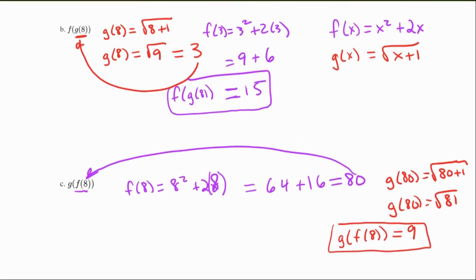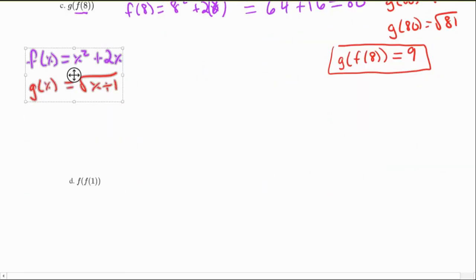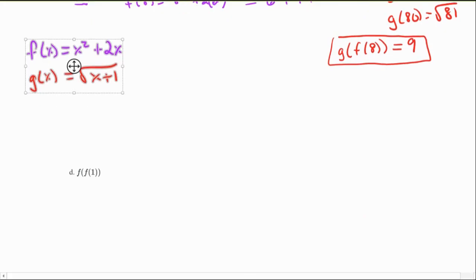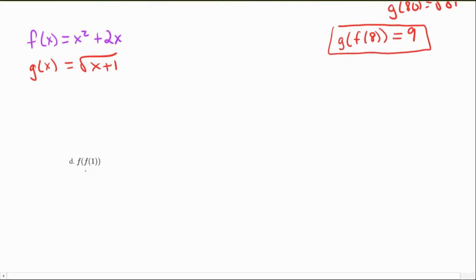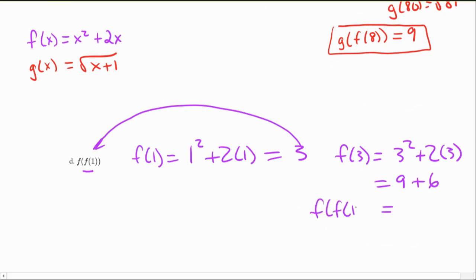And let's see if I can just take this with me. Nice. Okay, so f of f of 1. To deal with that, I'm working inside out. So f of 1 equals 1 squared plus 2 times 1, which is 1 plus 2, which is 3. And then I'm going to plug that in for f. So f of 3 equals 3 squared plus 2 times 3, 9 plus 6. And f of f of 1 also equals 15.